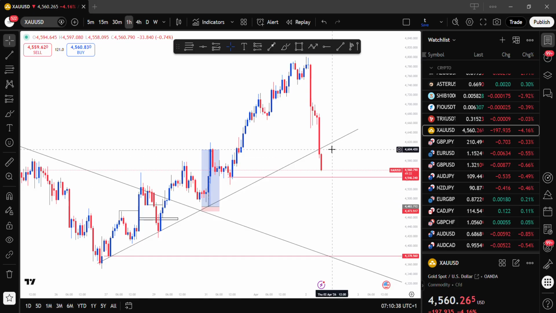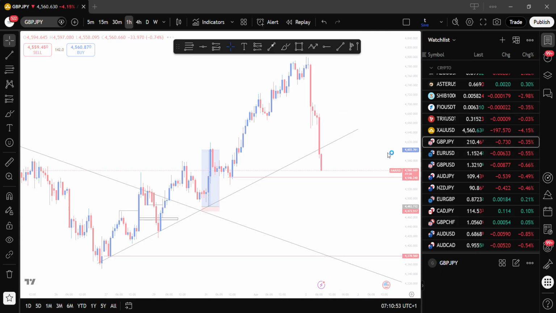Once it reverses to retest this, then we can have a sell to push down to this place. So it just broke out of this trend line now. Let's wait for it to reverse and test it. Once it tests it, then we can have a sell to push it down. So next is the GBP JPY.